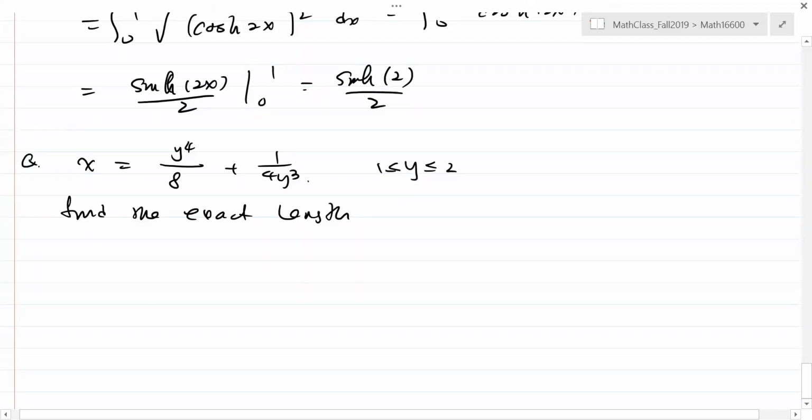Okay, should we draw the graph? It's not necessary. It's a function where x depends on y, not y depends on x. But I know the domain for the y variable, right? From 1 to 2. So clearly the length should use the y variable instead of the x variable. Then dx over dy, with y from 1 to 2.